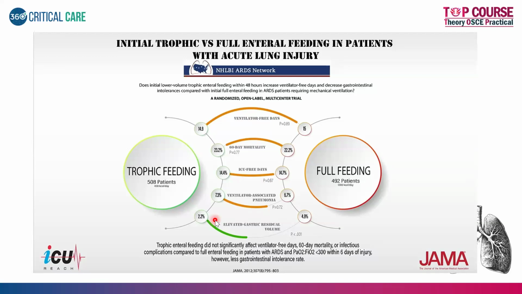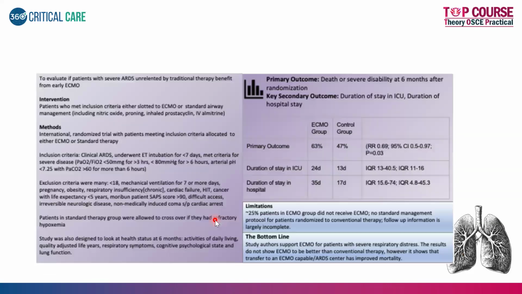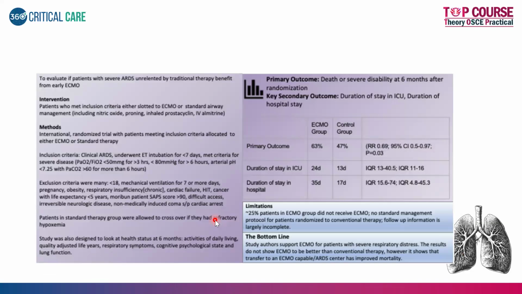That should be your target. Coming to the role of ECMO and ARDS, we all know the two trials, the CESAR and the EOLIA trial. The CESAR trial was one of the earlier trials that was published, correct? So, coming to the CESAR trial, what it looked at was whether there was a mortality benefit.